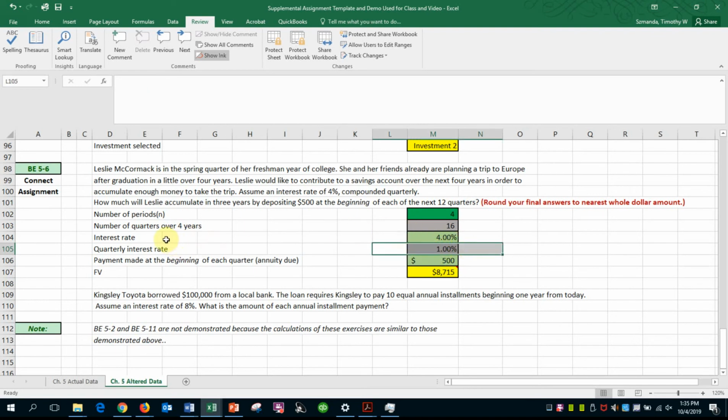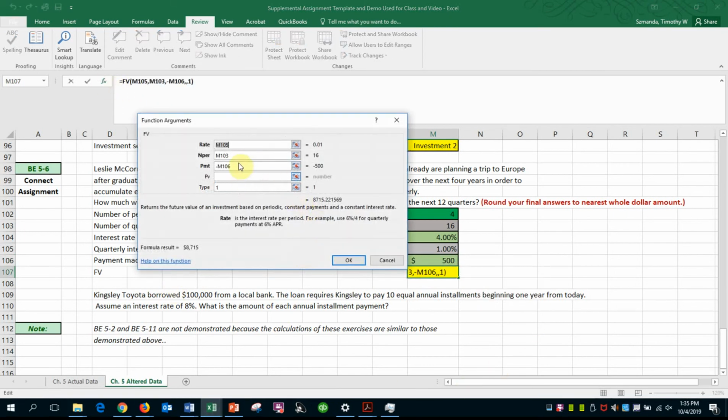We have our number of quarters over 4 years at 16. 4 quarters times 4 years gives us 16. And then the payment made at the beginning of each quarter. So this is an annuity due problem. So if you're using Excel, we have to do one additional change to our future value function. The rate is 1%. Number of periods is 16, as we said.